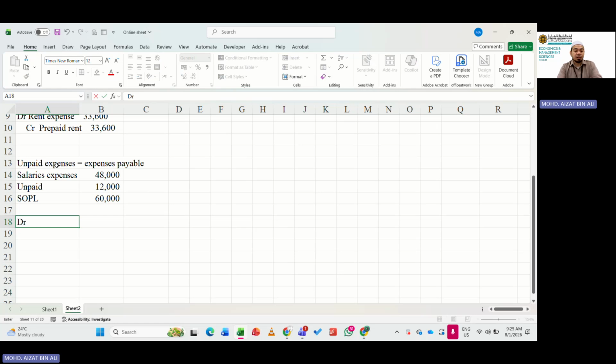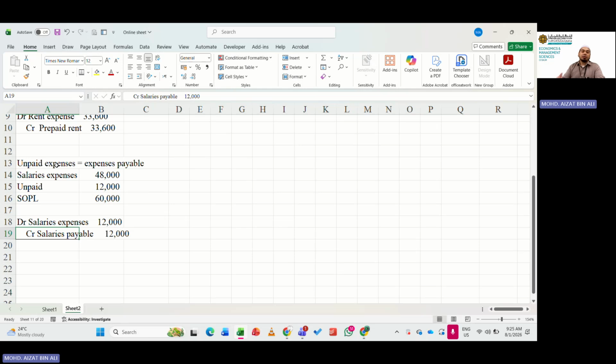So here, debit salaries expenses, amounting to 12,000 ringgit, only the amount that we want to add. And this is credit salaries payable, the same amount, 12,000 ringgit. Now we can do a quick check. Salaries payable is a liability because we owe money to our employees. It is our liability, so it makes sense that it is on the credit side. It passed the check.